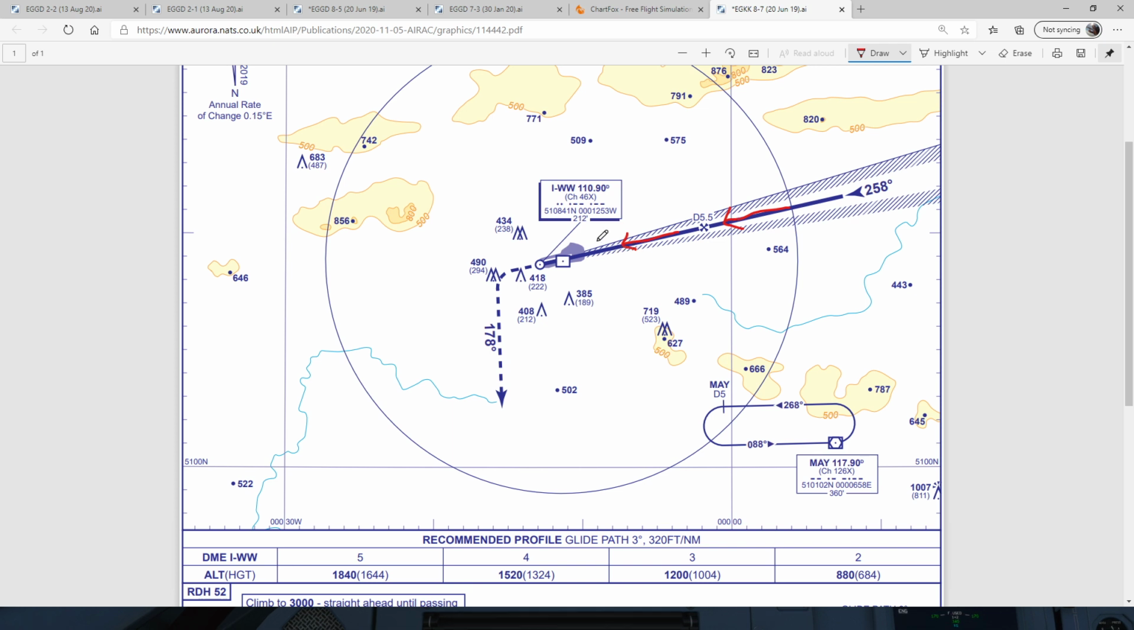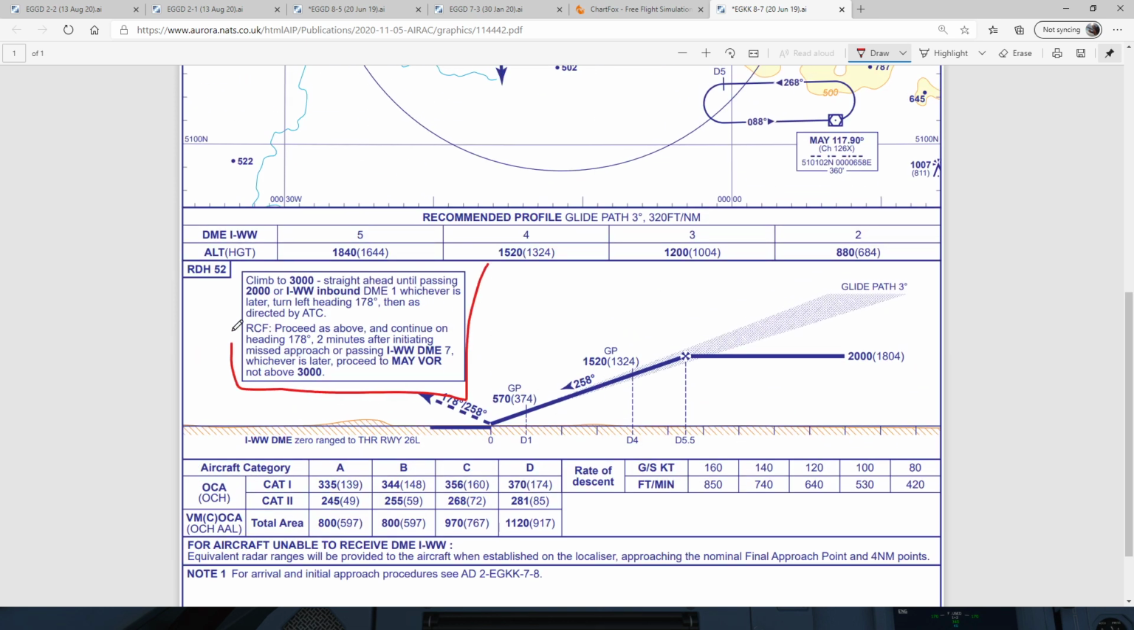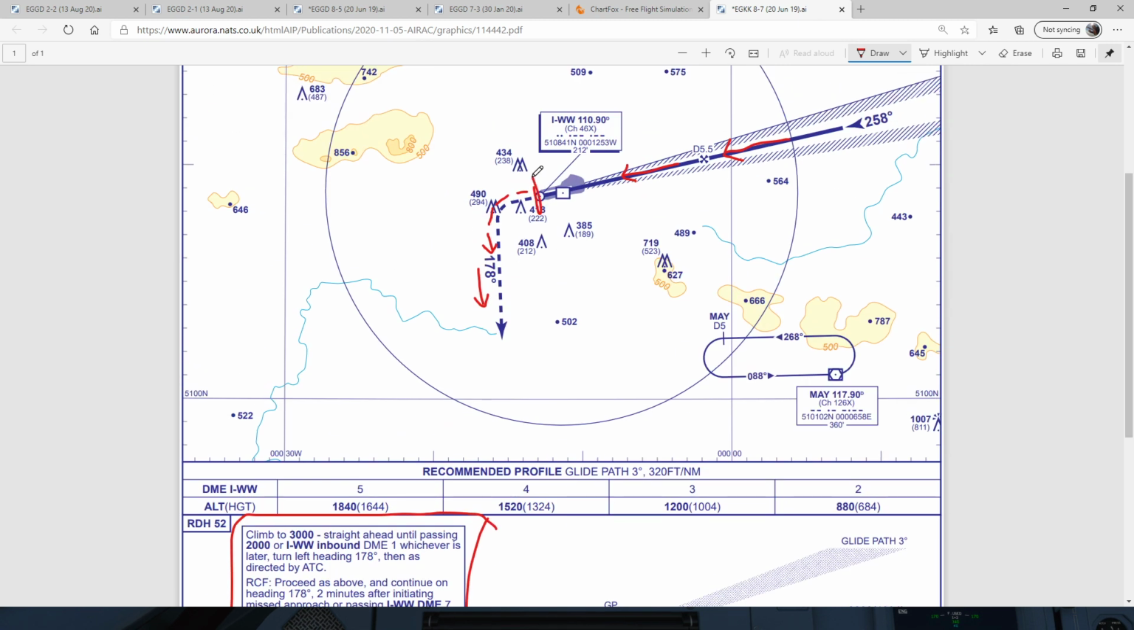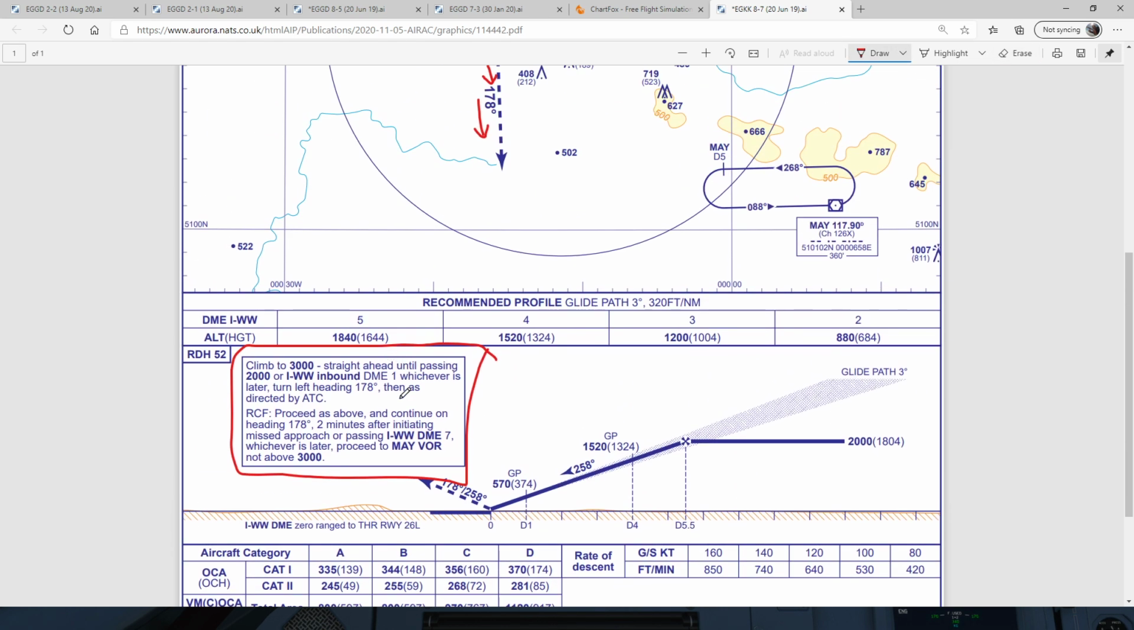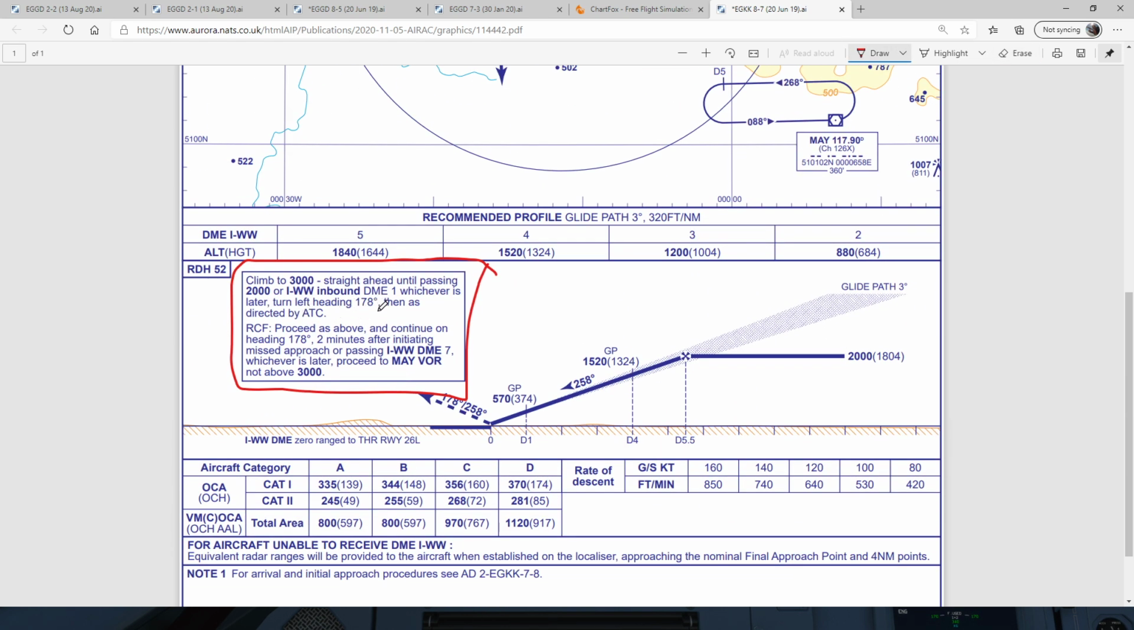So at Gatwick, you can see that we'd fly in heading 258 degrees on the ILS, but then we can see that dotted blue arrow goes down 178 degrees. So then we look at this plate, climb to 3,000 feet straight ahead. When we pass 2,000 feet, or the IWW inbound DME, which is basically the end of the runway in layman's terms, whichever is later, you then turn left heading 178, then as directed by ATC.